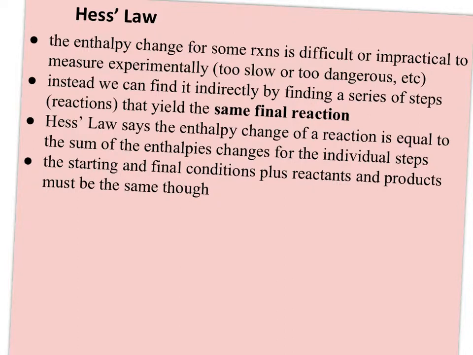Hess's law says the enthalpy change of a reaction is equal to the sum of the enthalpy changes for the individual steps. That means you add up the positive and negative values for individual steps, and then you get one final enthalpy change for your final net reaction. The starting and final conditions, plus the reactants and products, have to be the same. So you have to check whether it's a gas, liquid, water, etc. It has to match identically in order for this to work.